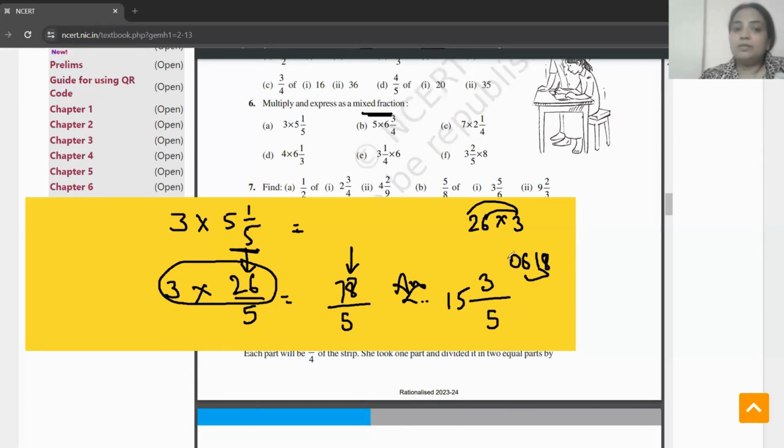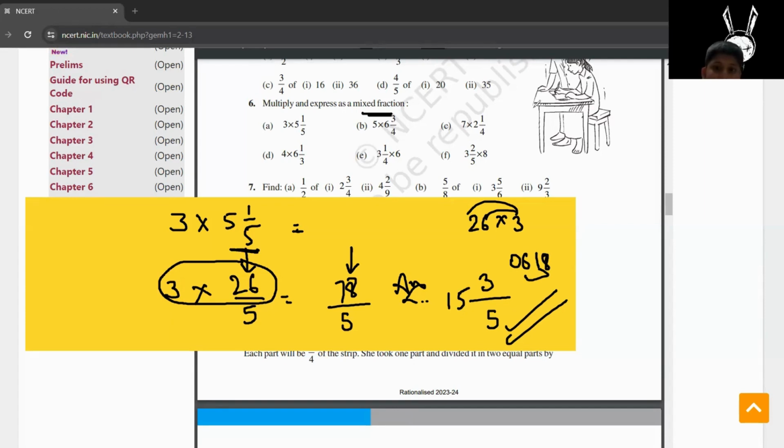Okay, chalo, theek hai. Good. 15, 3 by 5. Okay. Clear everyone or not? Yes, ma'am. Ma'am, catch up with everyone with just 1 second. Before my answer, they get the answer and they say it.